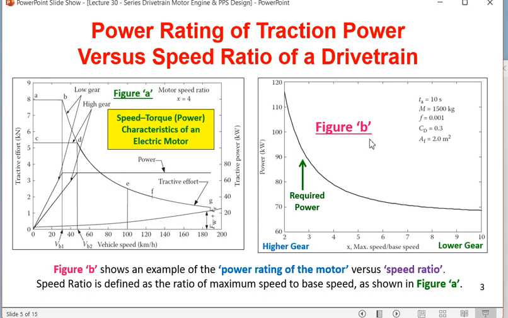Figure B, that is the right side, is comparing the higher gear with the lower gear operation of power generation in the vehicle. So figure B shows an example of the power rating of the motor versus speed ratio. Speed ratio is defined as the ratio of maximum speed to the base speed as shown in figure A. So from the right side, for higher gear to generate the acceleration, it takes more power from the vehicle. That means efficiency becomes less compared to the lower gear. That means if you want to really accelerate the vehicle in the lower gear, it will eat up less fuel. This is the conclusion from the right side of the figure.